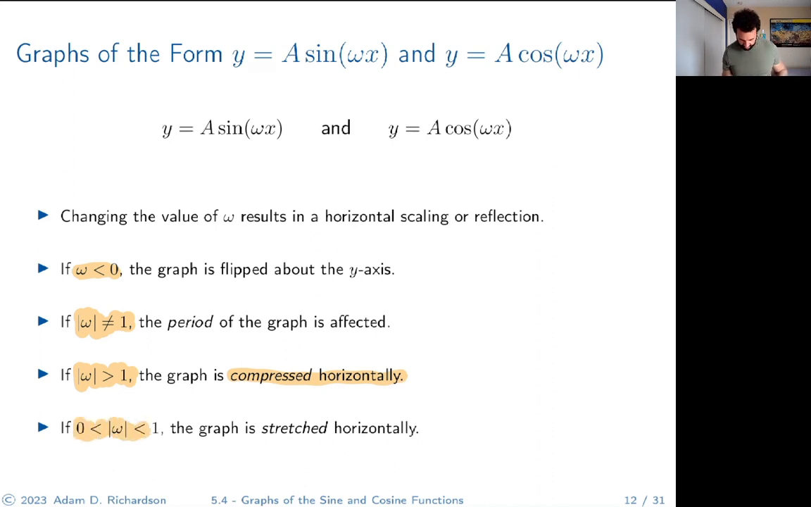But if omega is between 0 and 1 in size, you're going to get a horizontal stretch because you're going around slowly. Like if omega is 1/2 or 1/10 or 1/100th, you're going to go much more slowly around the unit circle. And so that basically stretches your graphs out, as we'll see. That's the basic idea with how those numbers affect the graph.